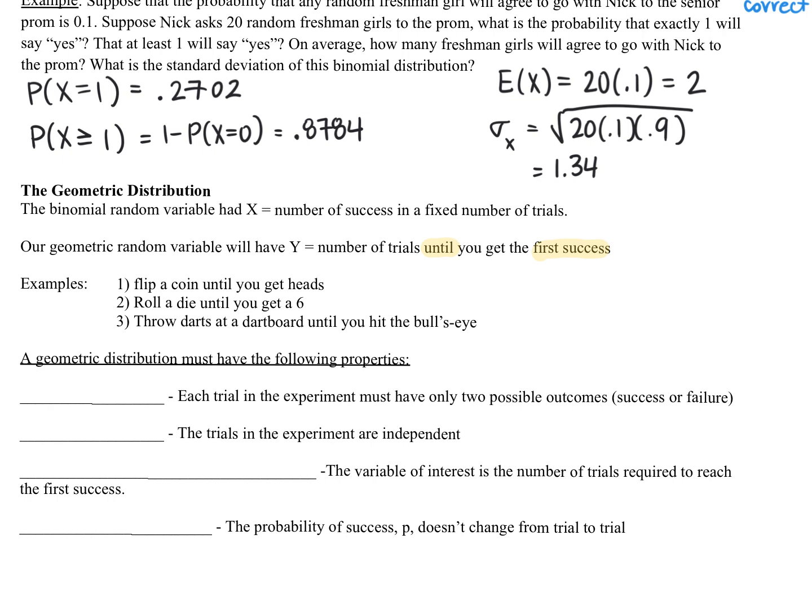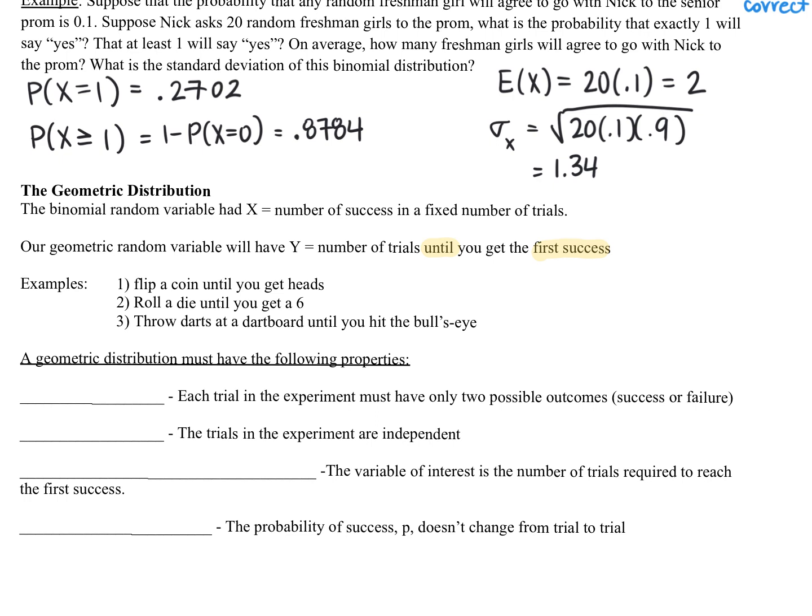So a couple general examples of this is you flip a coin until you get heads, you roll a die until you get a 6, or you throw darts at a dartboard until you get the bullseye. So until is going to show up a lot of times in a geometric distribution, because that usually indicates that you're doing something until the first success.